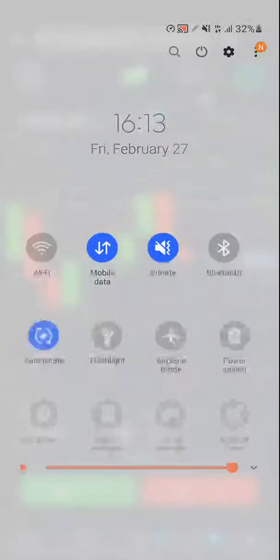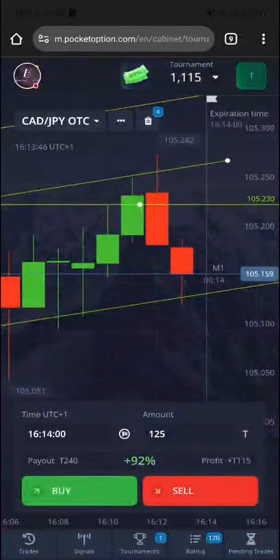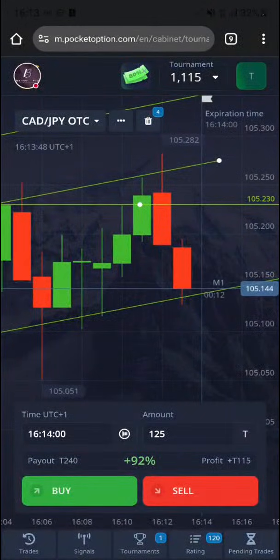Let me see if I can increase my screen brightness. There's so much light here, so I'm not able to see the market properly.